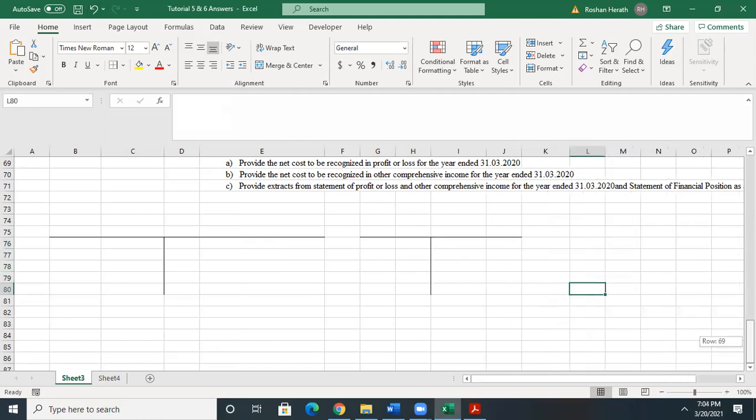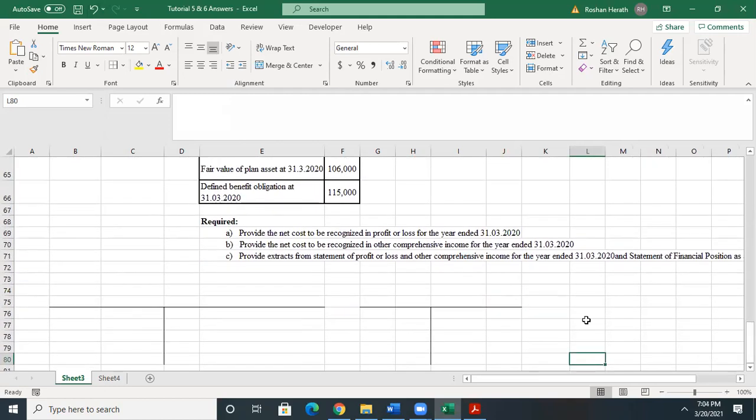Right? Okay. So then you can take this, the plan asset. This is the plan asset. You have it, and this is the defined benefit liability.